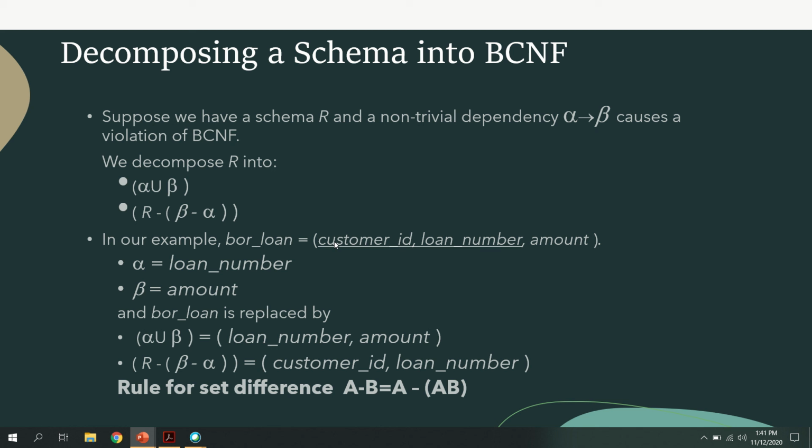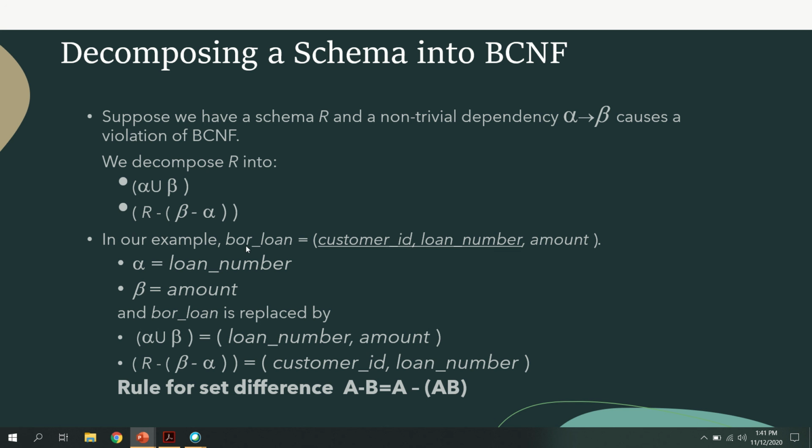So one example is given here. And before that there is a rule for set difference. So here actually we are calculating the set difference. So if you know this rule, then only you can apply that to these values. Suppose A minus B you want to calculate. A minus B is equal to A minus AB. So you always remember this rule. This will help you to find out the answer.